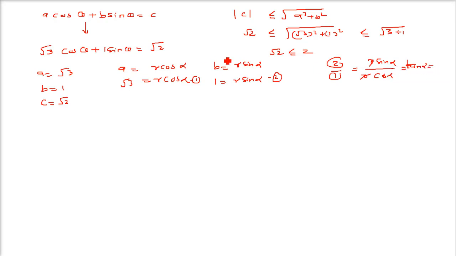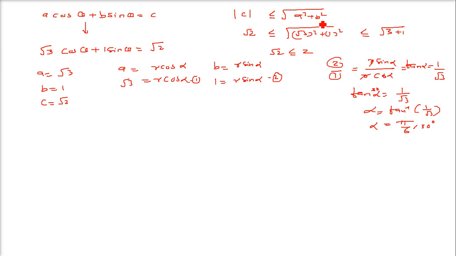And what is r sin alpha? It is 1. And what is r cos alpha? It is root 3. So we get tan alpha equal to 1 by root 3. So alpha is tan inverse of 1 by root 3, which is nothing but pi by 6. Tan 30 degree is 1 by root 3. So this is pi by 6, or you can say 30 degree. So we got the value of alpha also. Alpha is pi by 6.